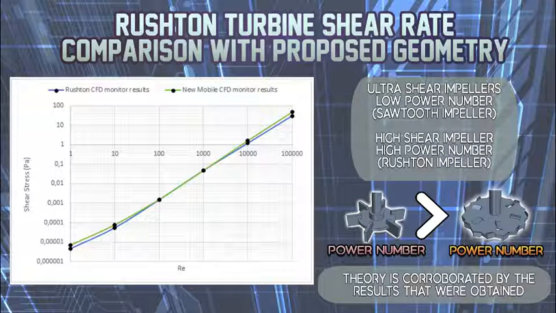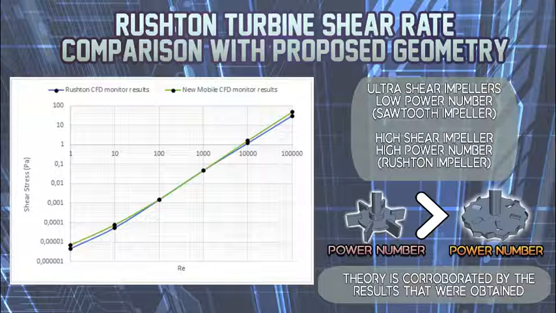According to the literature that was studied, impellers can also be classified depending on how much shear they produce. So there are two types of impellers: the ultra shear impellers that produce low power numbers, and the high shear impellers that produce high power numbers. The impeller that we designed is an ultra shear, while the Russian impeller is a high shear impeller.